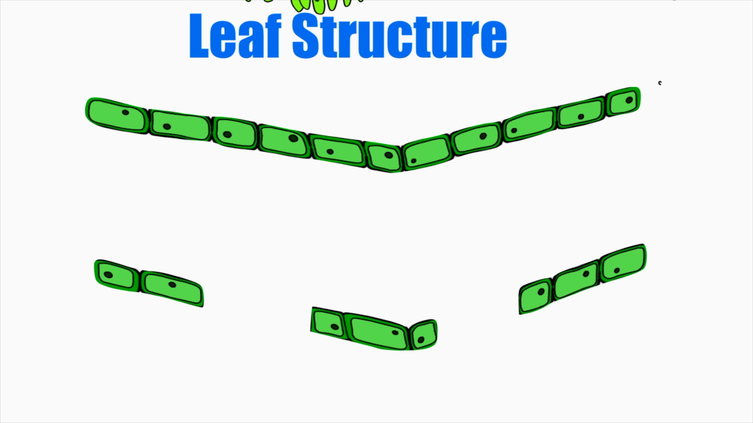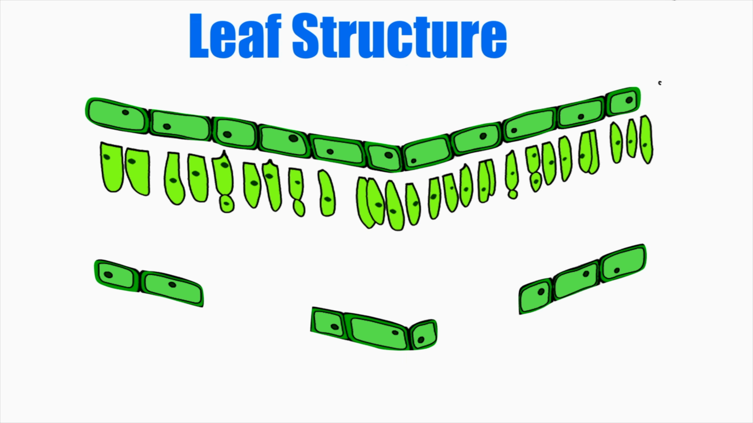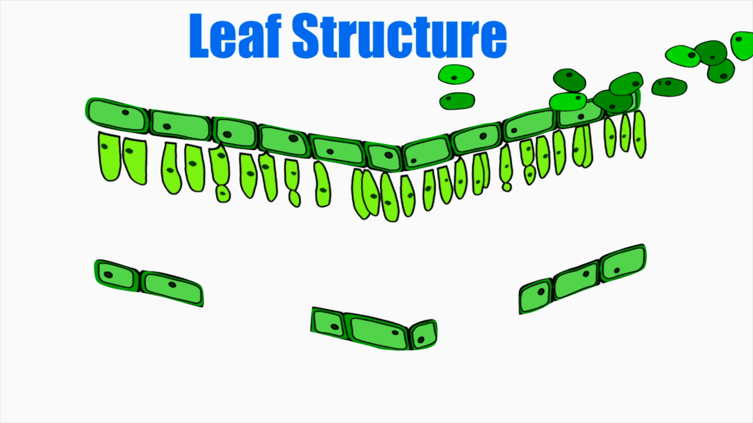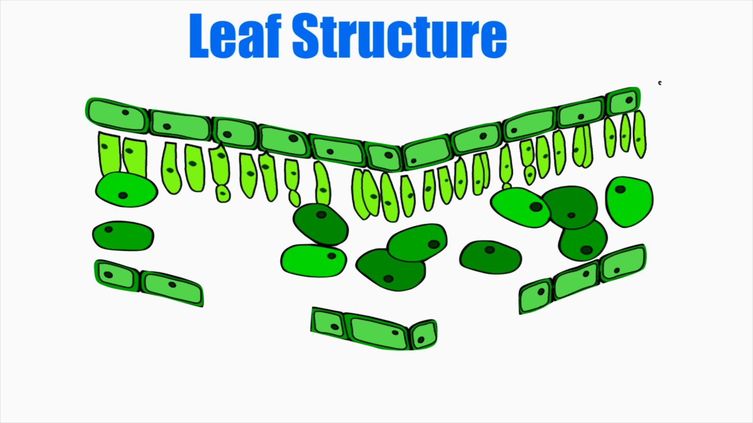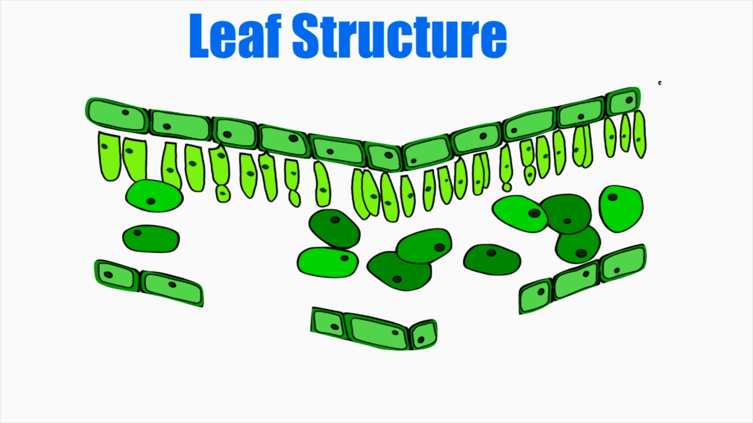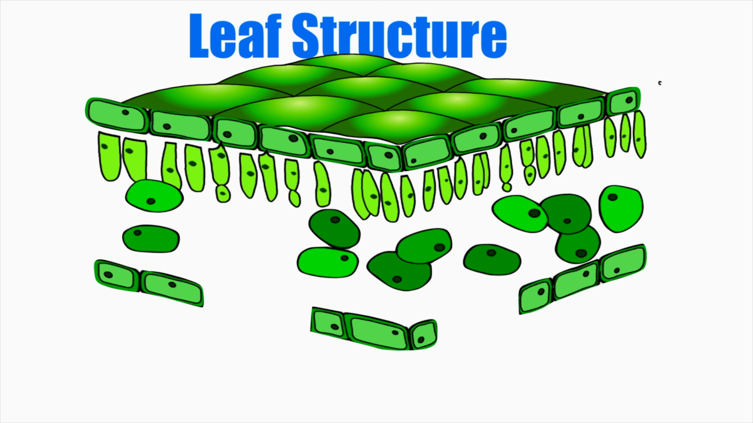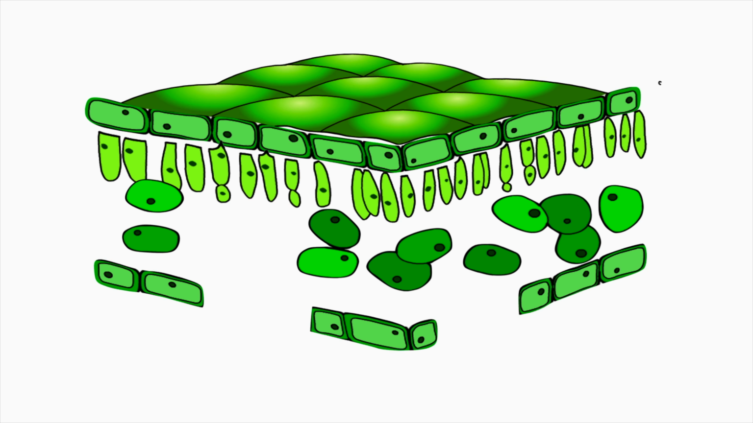In between those upper and lower epidermis, we have the palisade cells. Those are very rich with chloroplasts, and that's where most photosynthesis happens. The spongy mesophyll are less rich with chloroplasts, but that's where gas exchange mainly happens. Right on top of the upper epidermis, we have the waxy layer or the waxy cuticle. This layer is to retain water inside the leaf.